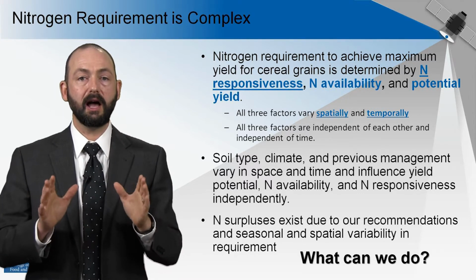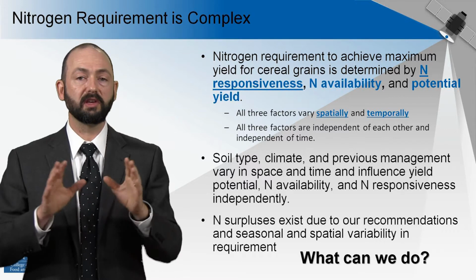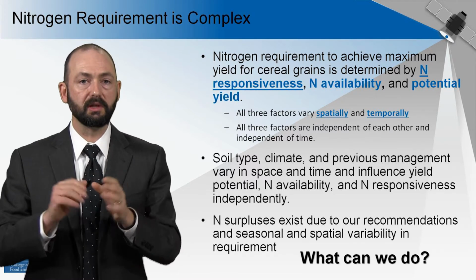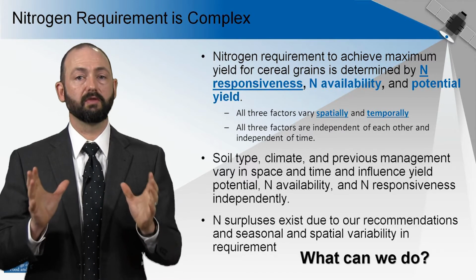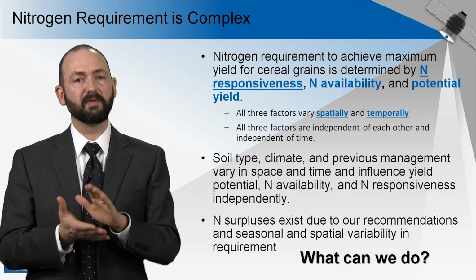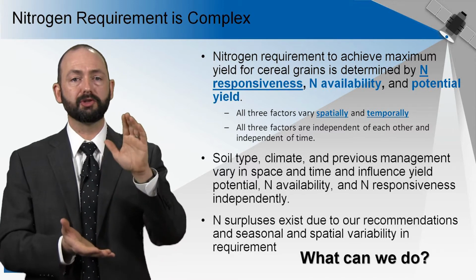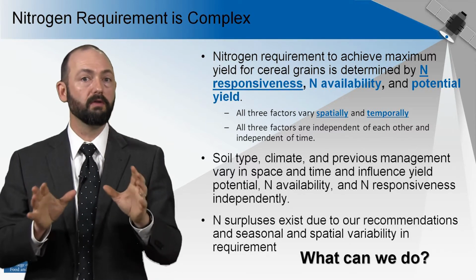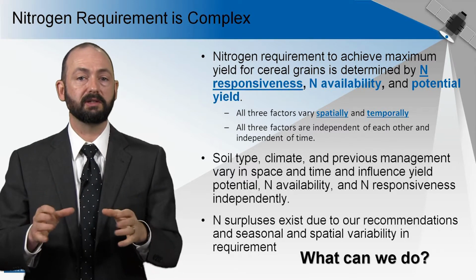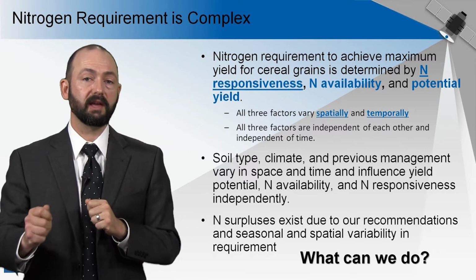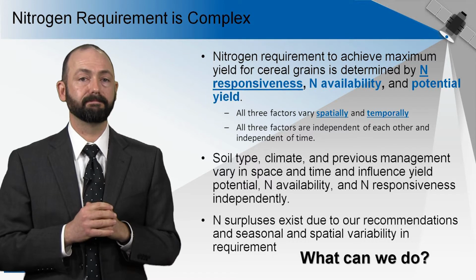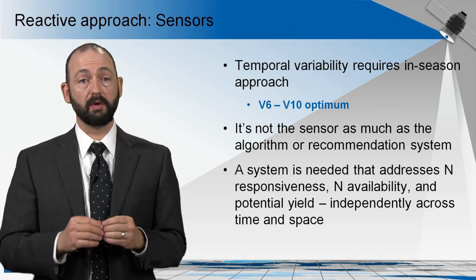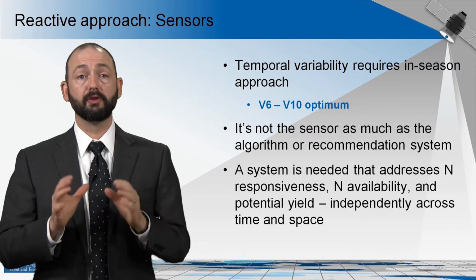Soil type, climate, previous management, these things can all influence the yield potential, the nitrogen availability, which is the nitrogen we're getting from the soil, and nitrogen responsiveness. Nitrogen responsiveness is tricky as well. That's how many bushels we get per pound of nitrogen that we apply. So surpluses, when we overapply nitrogen, are due to our recommendations and the fact that they can't really account for seasonal and spatial variability.